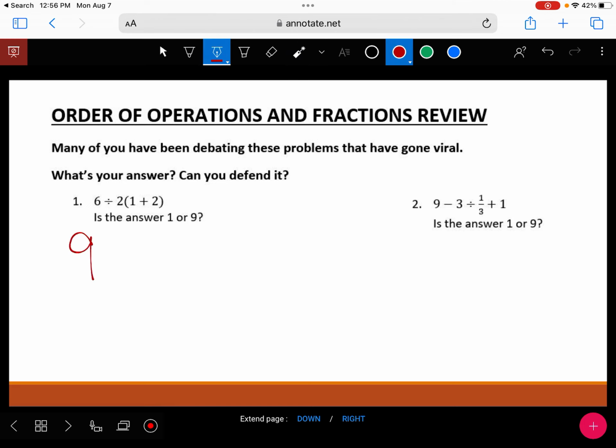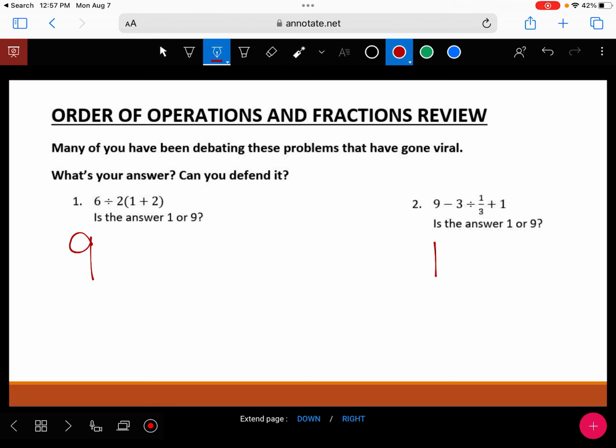All right, and what about the second one, number 2? What would you say, 1 or 9? Just guessing. We're going to come back and actually work them out, but I just want you to guess. What would you choose? Who says 1? Who says 9? All right, so more people said 1.